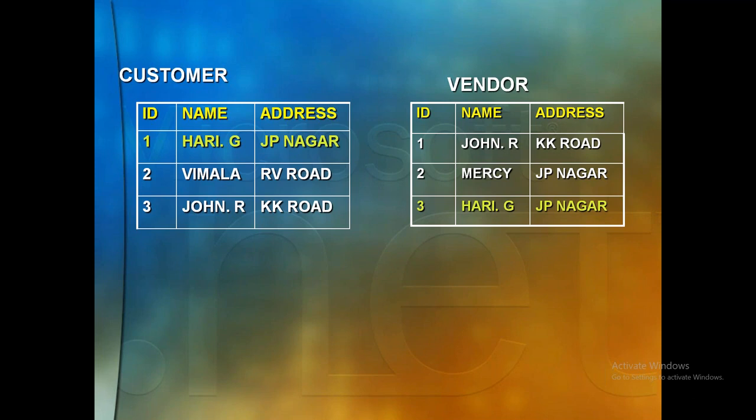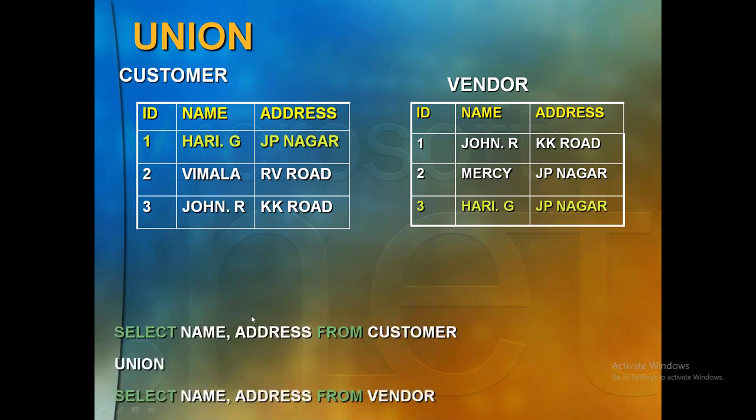If you wanted to get name, comma, address from both tables, you must go in for the union keyword. So this is the query you must be able to write: select name, address from the customer table, union, select name comma address from the vendor table. You must unionize the data. This is not a join.